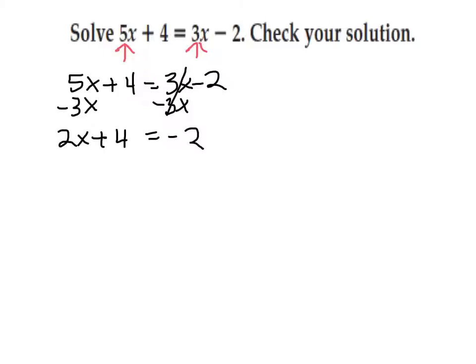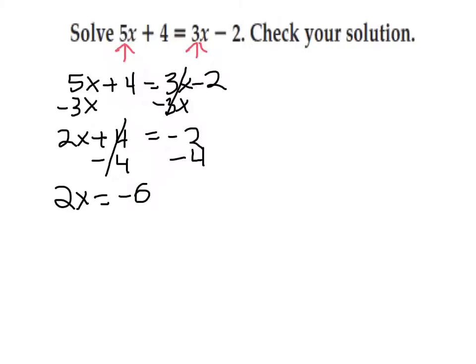And now I have an equation that's a two-step equation. So I want to isolate the x. So the first thing I'm going to do is reverse PEMDAS. So I'm going to subtract 4 from both sides. That cancels out, gives me a 2x. A negative 2 combined with a negative 4 gives me a negative 6.